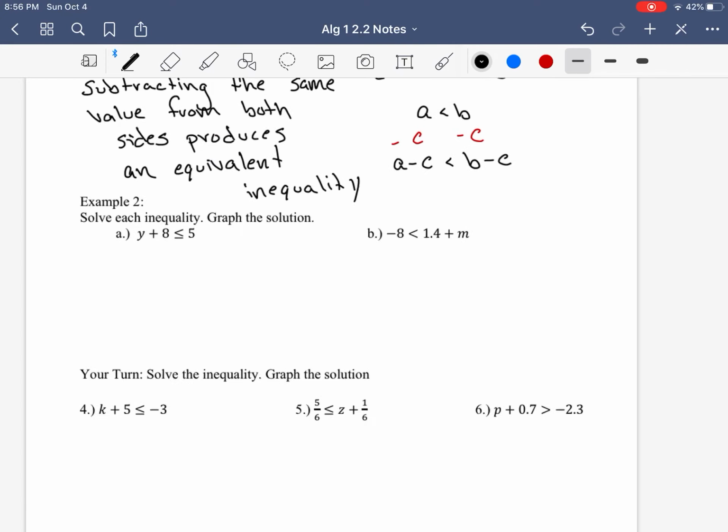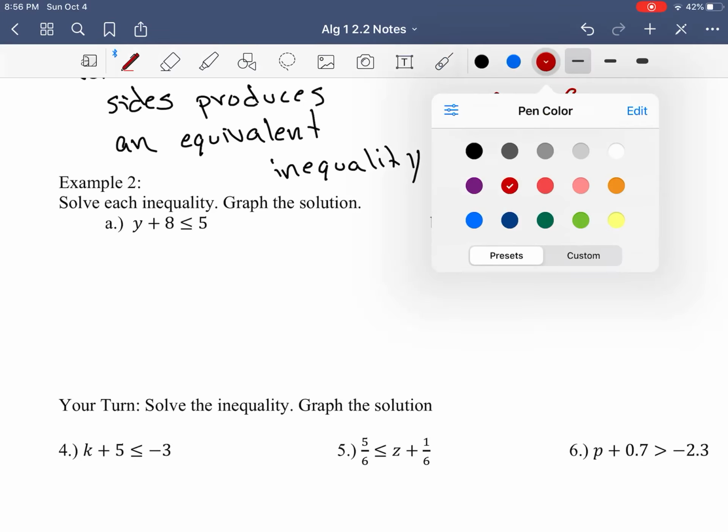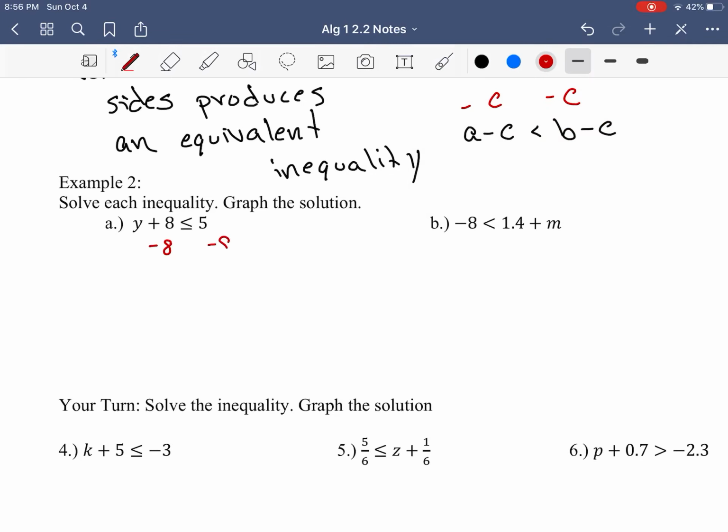Now we want to solve each inequality and graph the solution. So again, if this was an equal sign, what would we do? Y plus 8, we're going to subtract 8 from both sides. So here I'd have y, and 5 minus 8 is negative 3. Think of that as plus and negative. So here we want all y's that are less than or equal to negative 3. Again, I've produced an equivalent inequality. This and this are equivalent.